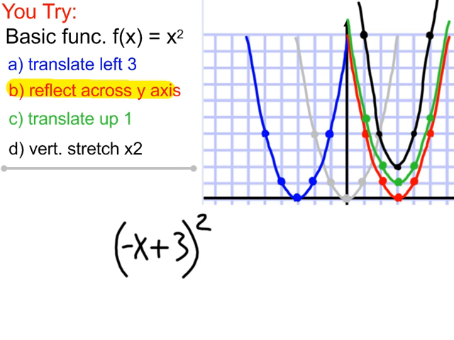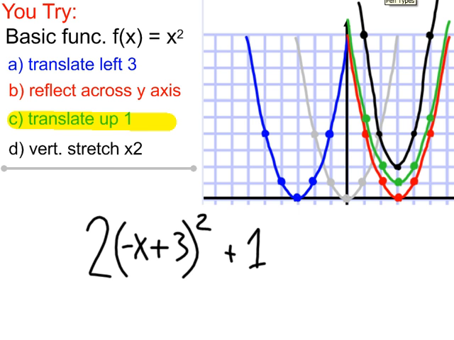Now we're going to translate it up 1 unit. So I do a plus 1 here. And finally, a vertical stretch by 2. I caution you to the easy mistake to make. Again, it would be easy to do this and think that you got it, but remember, it needs to be 2 times everything. The entire y value gets multiplied by 2 for this vertical stretch here. And that would be our final function.